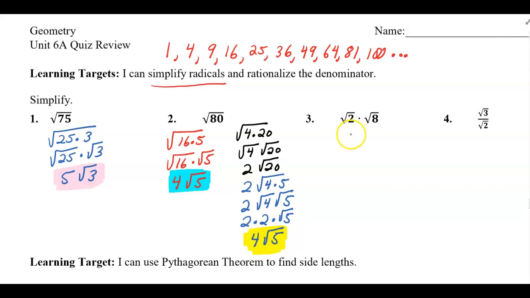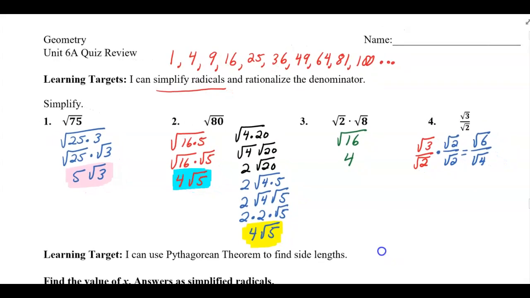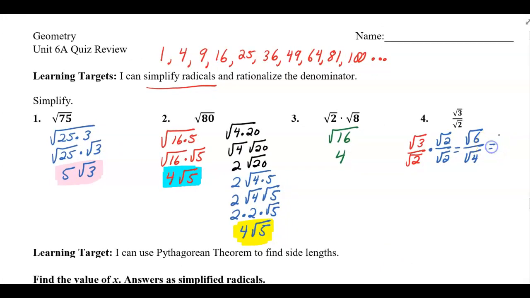Problem number 3, if we were to multiply, this is the square root of 16, and then the square root of 16 is 4. So the final answer for problem number 3 is 4. And the last problem, we want to rationalize the denominator. So we're going to multiply by square root of 2 over square root of 2. Multiplying across, that is square root of 6 over the square root of 4. And the square root of 4 is 2, so the final answer is square root of 6 over 2.